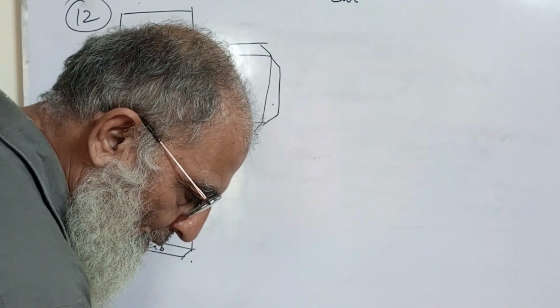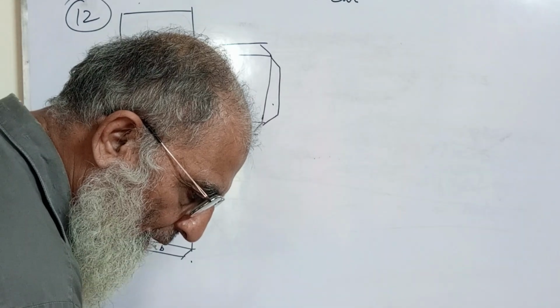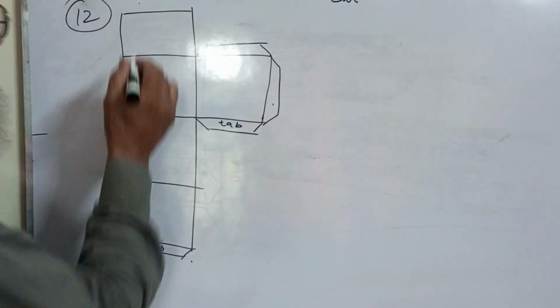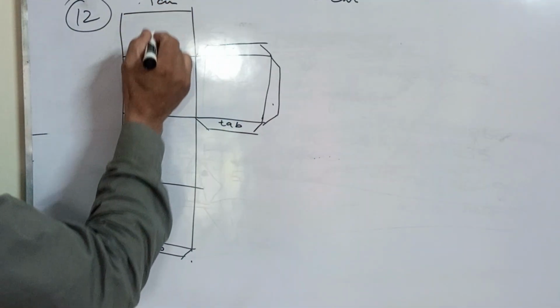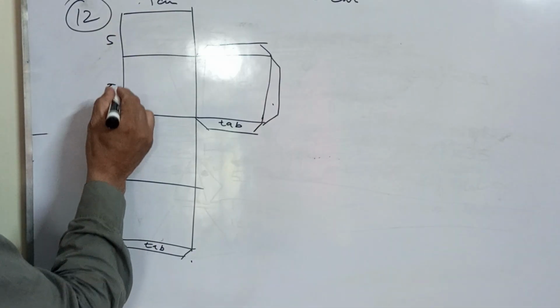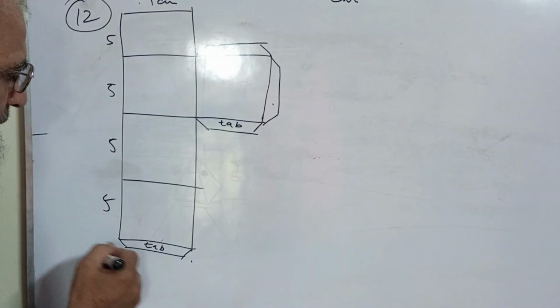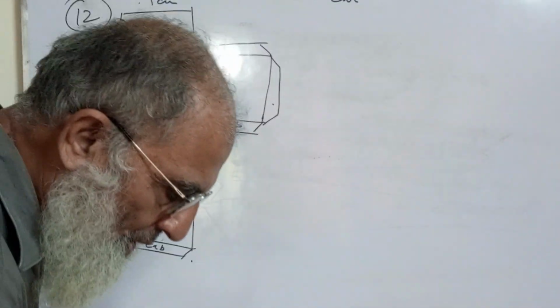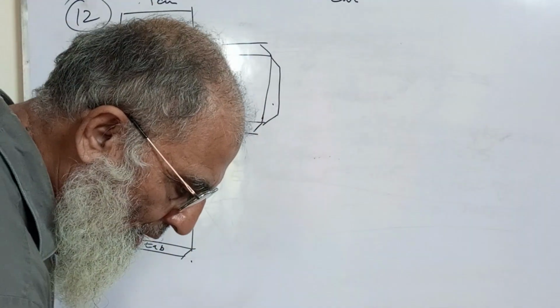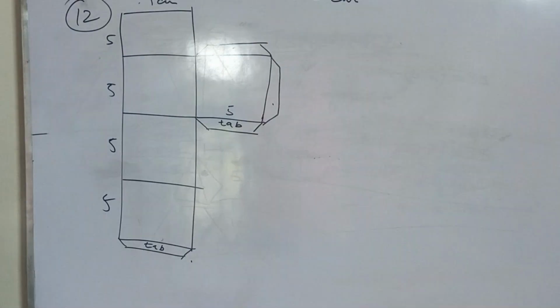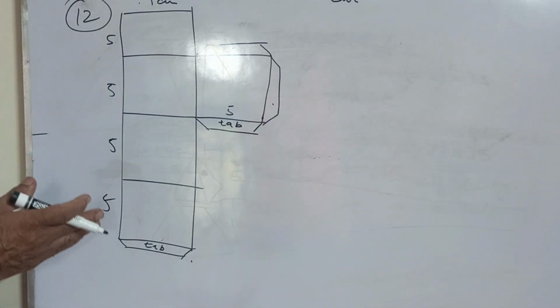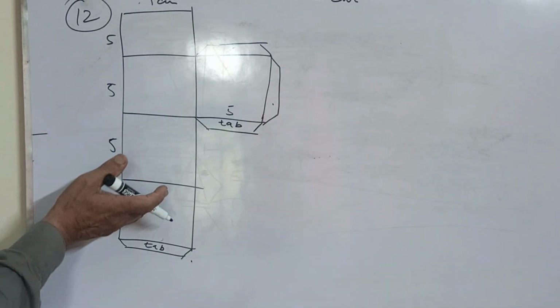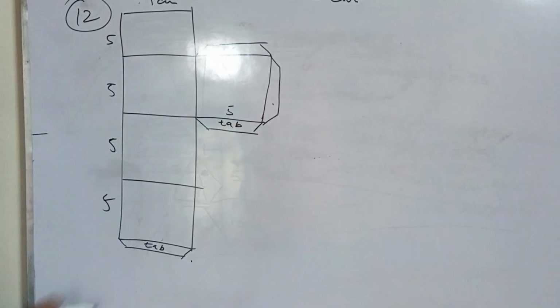Okay. So 5, 5, 5, 5, 5, 9. So this is 9 centimeters. Rest of all the sides are 5. Everything is 5. So of course it is a square box. It is a square box with only one base. There is no lid.